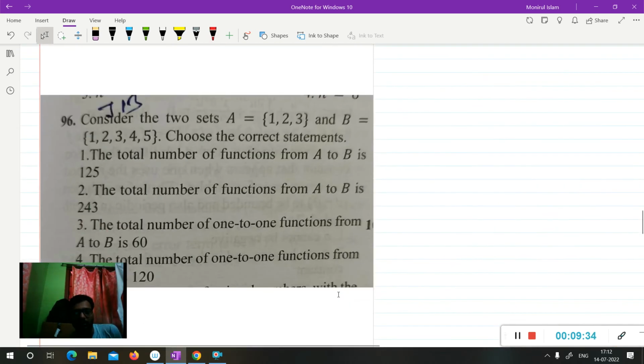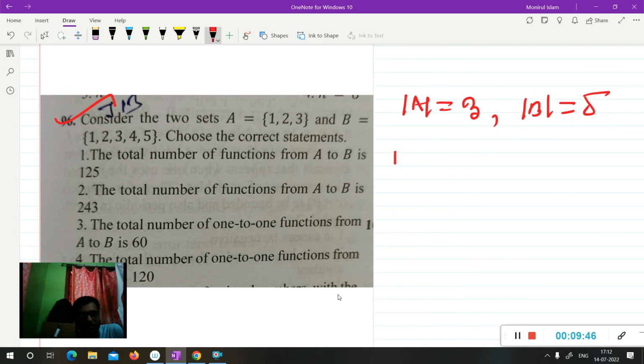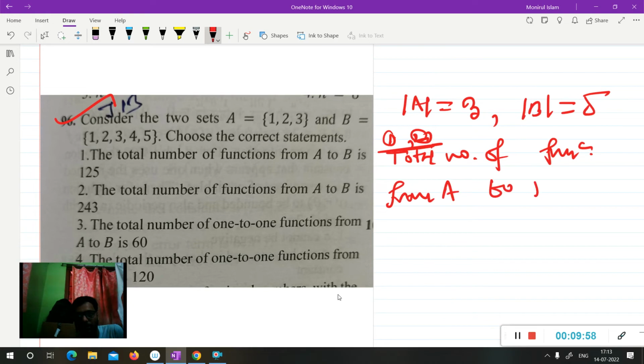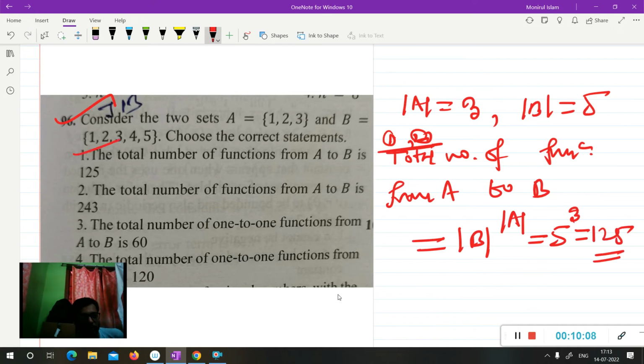Before this, you can solve this easy question. It is asking: a set A having 3 elements and B having 5 elements. What is the total number of functions from set A having 3 elements to set B having 5 elements? Nothing but the formula cardinality of B to the power cardinality of A. So cardinality of B is 5 and cardinality of A is 3. So the total number of functions will be 125.